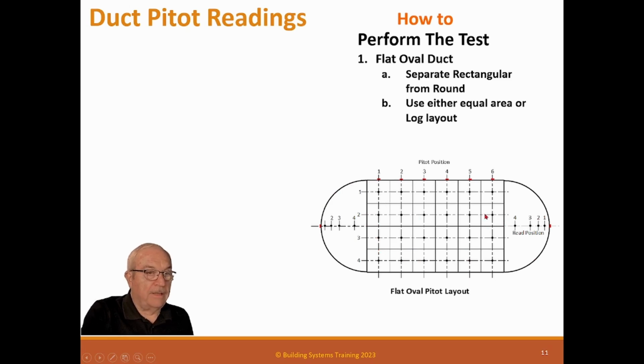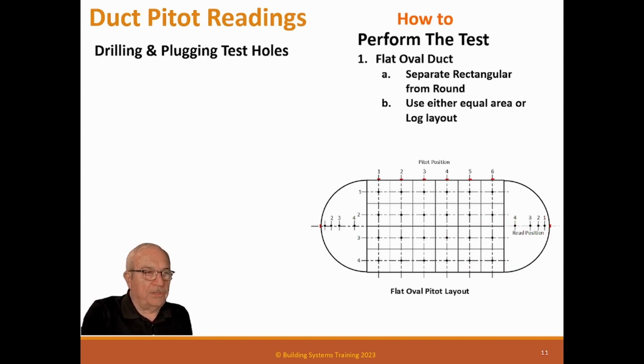So this one, by the way, it doesn't make any sense to do a log test on a flat oval because you don't have a wall here. So what we always did is just do equal area for the square duct and then do half the round here and half the round here. You've already done this face, so this gives you average readings here, this gives you average readings here, and this gives you average readings inside. And this is the best you can do for a flat oval duct.